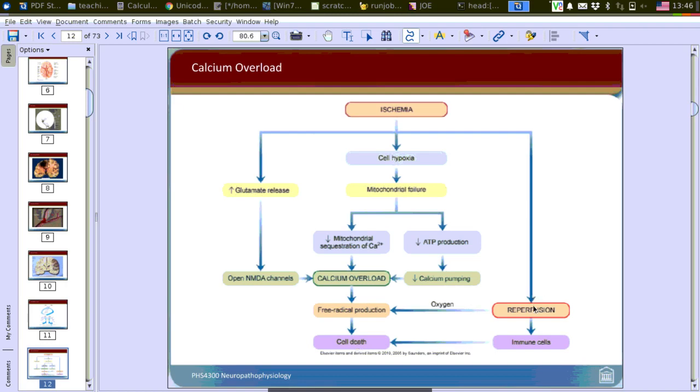The reperfusion will also bring the immune system cells to the tissue. They're going to recognize that cells are not normal. They're going to attack them and finish them off. And so that will lead more quickly to cell death. So this is the problem that occurs with calcium overload.